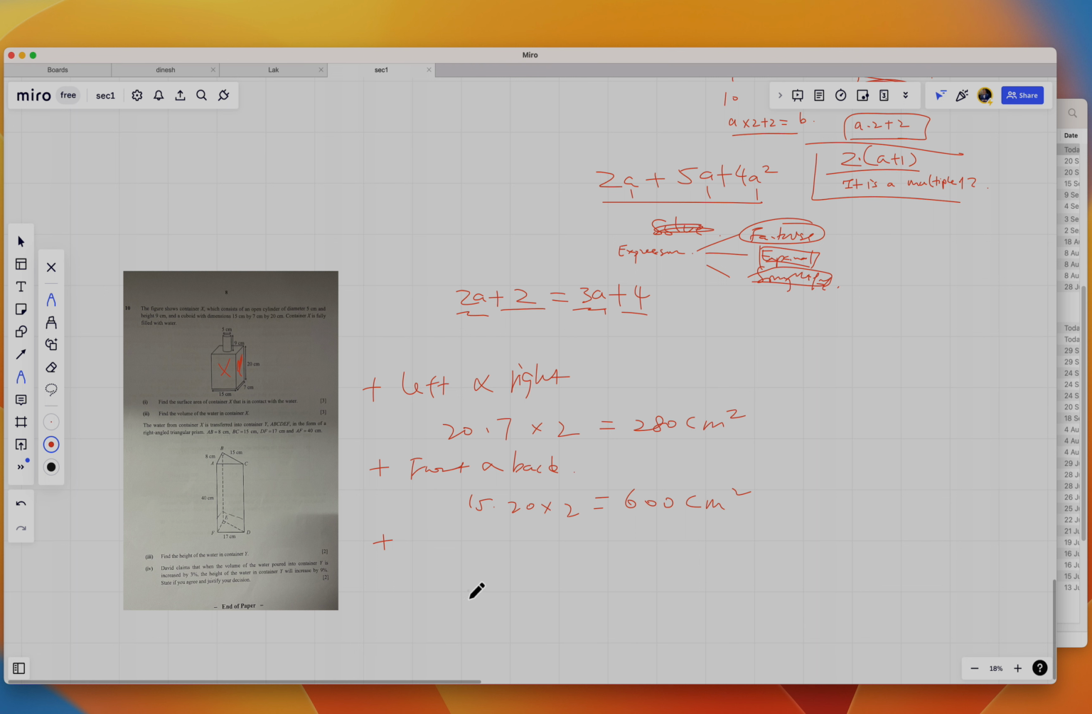Top and bottom. But I think I have to minus 2.5 squared pi. Actually, you don't have to. I'm going to tell you why. Because the cylinder is on top. Correct. So basically here, add with this one, we actually give you the top also. So you just do top and bottom together now. So it's 15 times 7 times 2, right? The answer is 210. Okay, good. So which other surface have you not considered then?